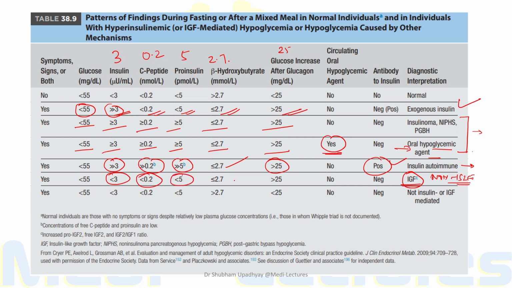So what is causing hypoglycemia? This is the IGF-2 molecule, which is not bound to the binding globulins and leads to hypoglycemia by activating the insulin receptor. Glucagon can be used for treatment of hypoglycemia. Again, there will be no antibody or no circulating hypoglycemic agent. So in this way, we can utilize this lab data to find out the etiology behind hypoglycemia.